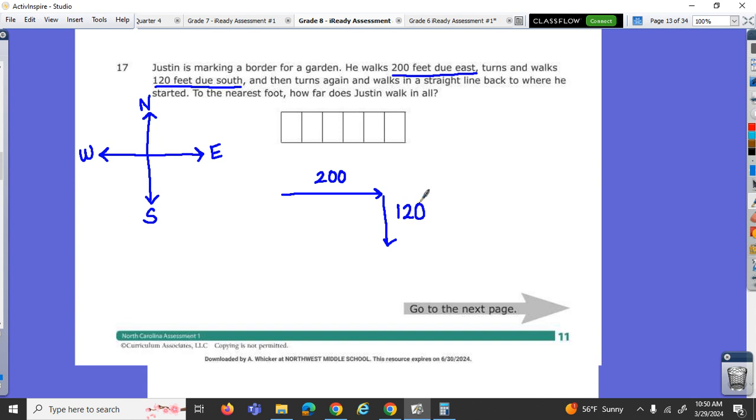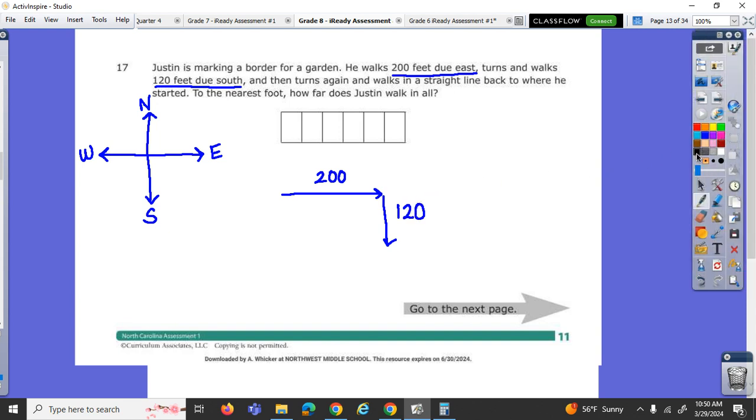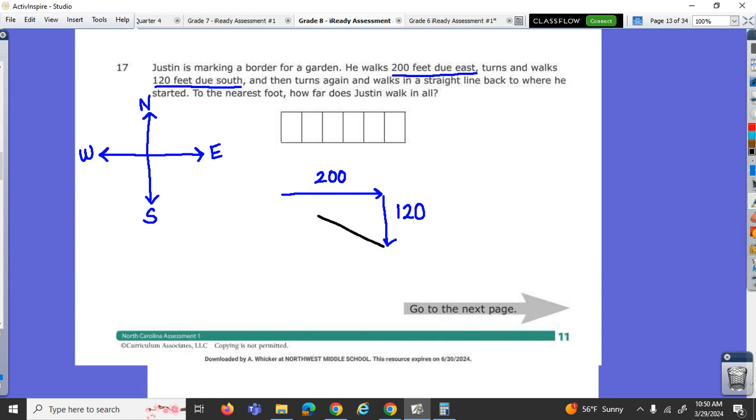And then walks in a straight line back to where he started. So you see what they're creating here for you as 8th graders, right? This is a right triangle. Okay, so you guys do a lot with that Pythagorean theorem. This is exactly what it's pulling in. We've got a right triangle, and we've got to use the Pythagorean theorem to get that missing number. So here we go. A squared plus B squared equals C squared.